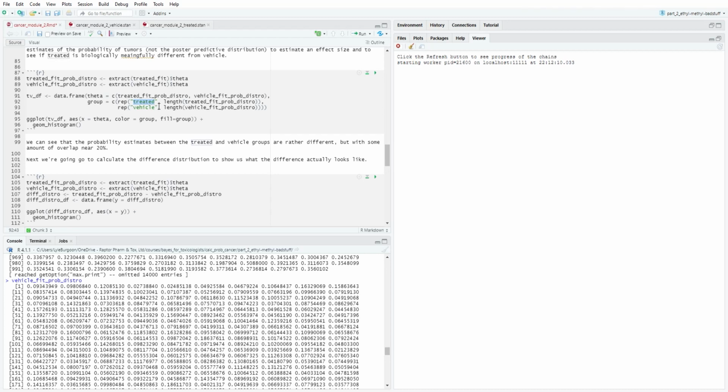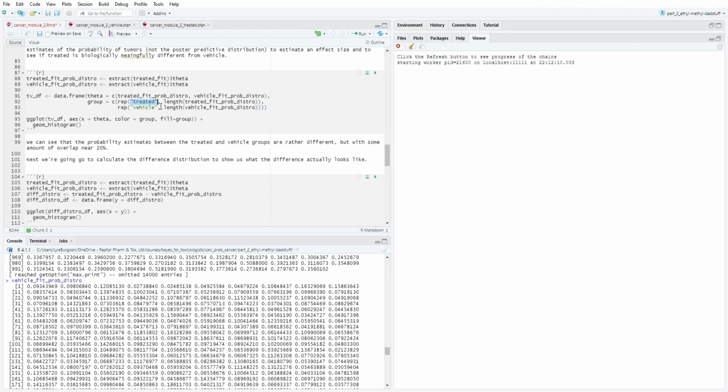Okay, so let's read it this way. Rep means repeat. You're going to repeat this string called treated. You're going to repeat it for the length of the vector treated fit prob distro, which is 15,000. So therefore, it's going to make 15,000 strings called treated. And it's going to put those into, again, a vector. So I'm going to have 15,000 blocks with the word treated on them.